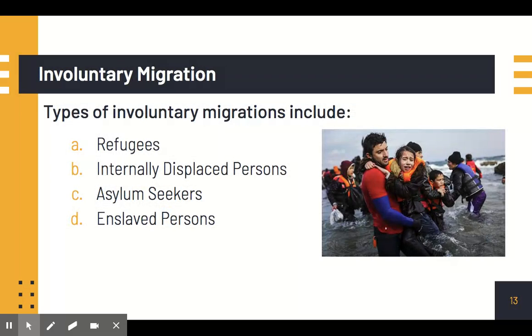So here we go, involuntary types of migration. So this is when people are forced to leave. So we have 4 different types. We have refugees, internally displaced persons, asylum seekers, and enslaved persons.